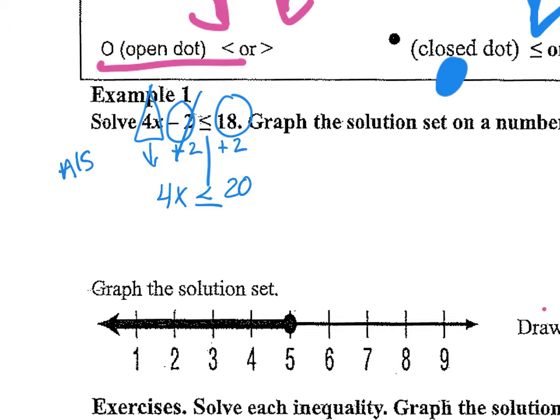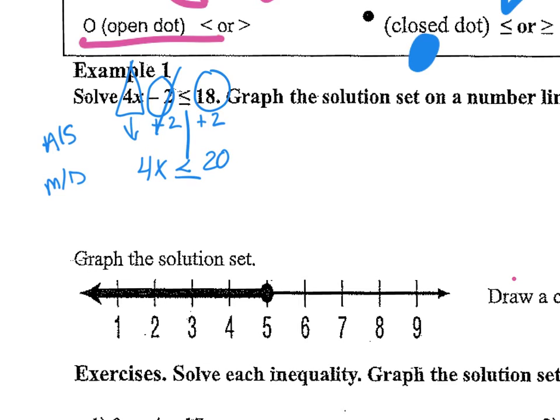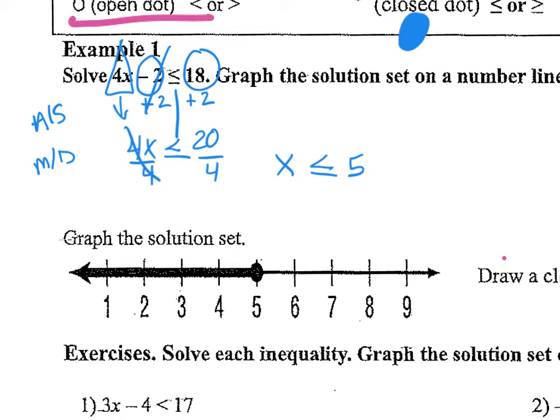4 times something. Then your second step, multiply or divide. 4 times, we're going to divide. Since it's saying 4 times something, the opposite would be to divide. 5. And so x is going to be less than or equal to 5. So that's our solution. So when we go to graph it, since it could be equal to 5, we close the dot because 5 could be an answer.